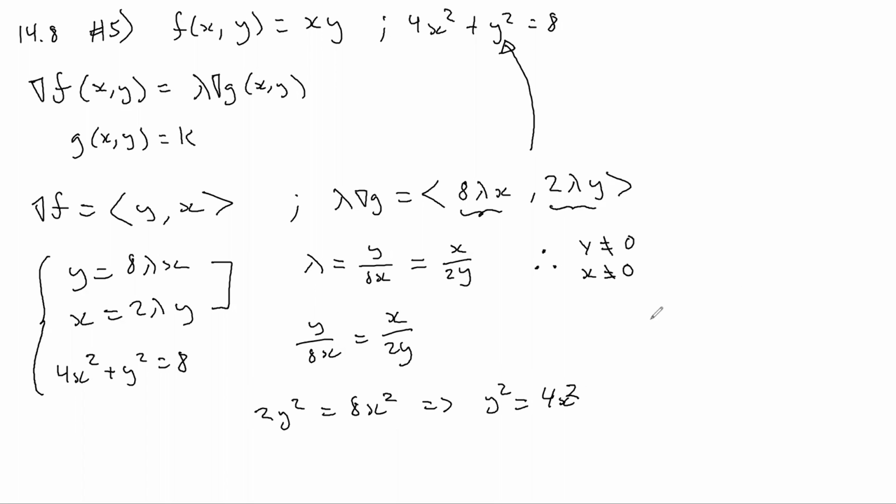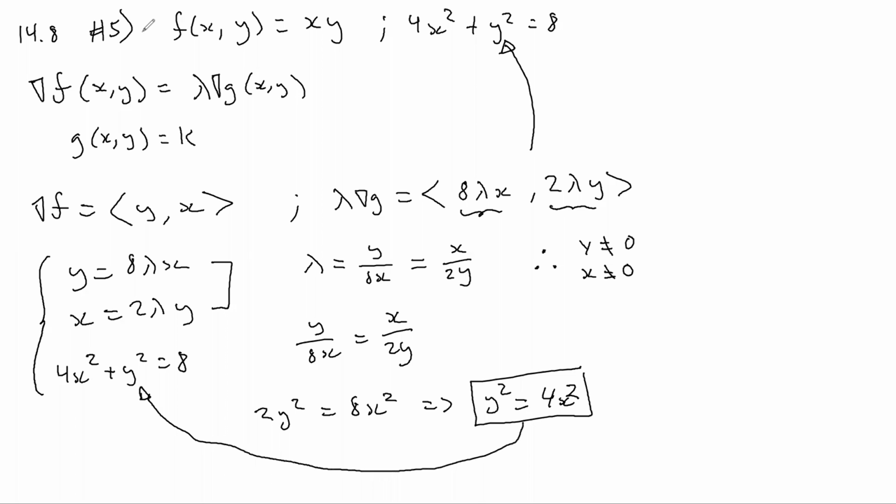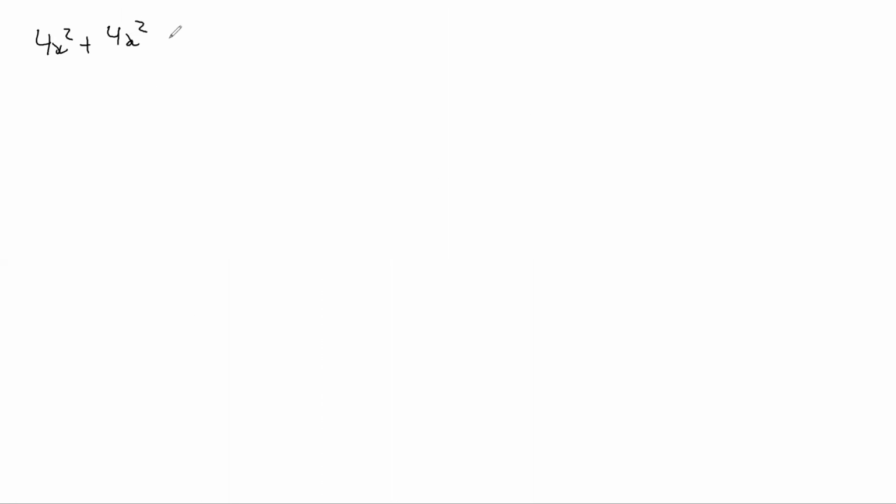All right, then I can use this equation that we deduced and plug it into the constraint equation. So I get 4x squared plus 4x squared, which is equal to 8. From that I can solve for x. We have that 8x squared is equal to 8, and hence x is equal to plus or minus 1. That's going to be our value for x.